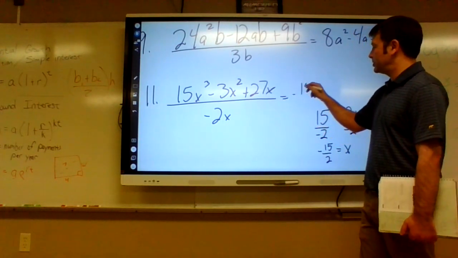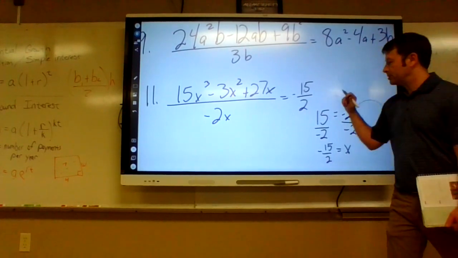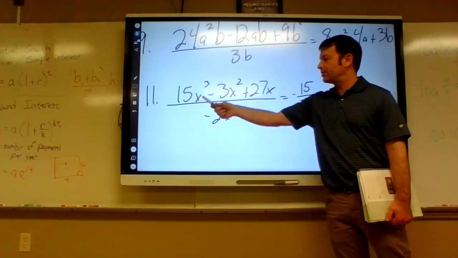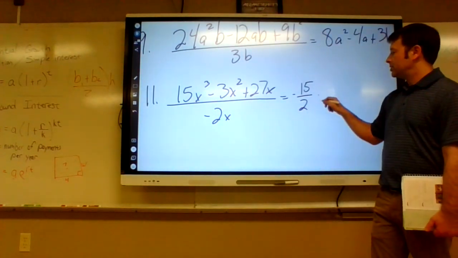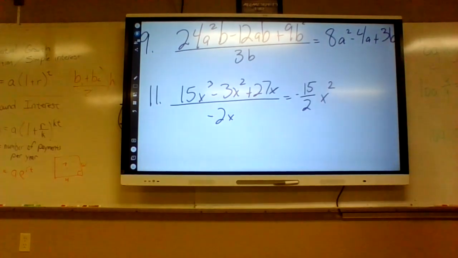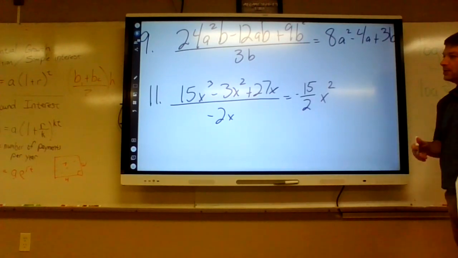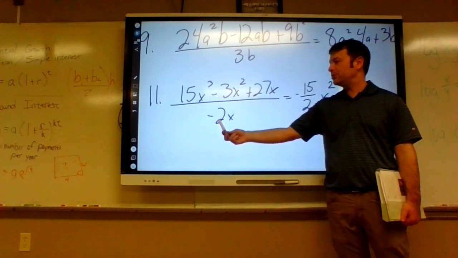Anyway, so I'm going to do that. Technically, negative 7.5 is correct, but I'm just going to leave it as a fraction. And then what's x cubed divided by x? X squared. We could have put it on the top of the fraction, but we're just going to do that. Okay, what's negative 3 divided by negative 2?